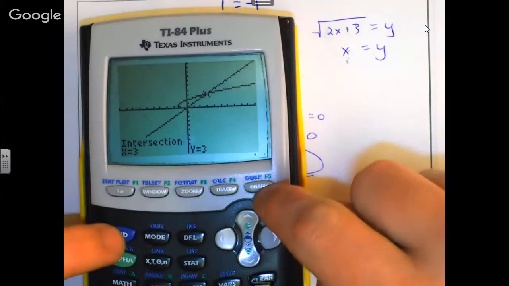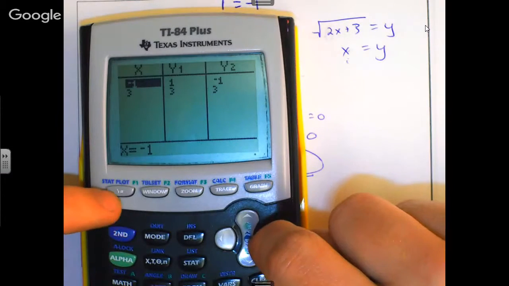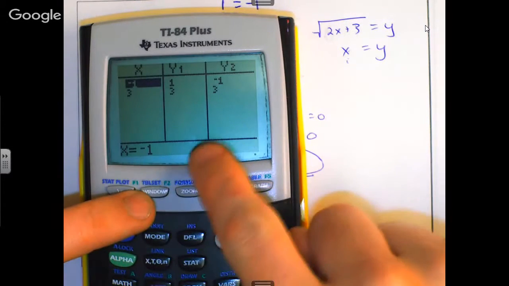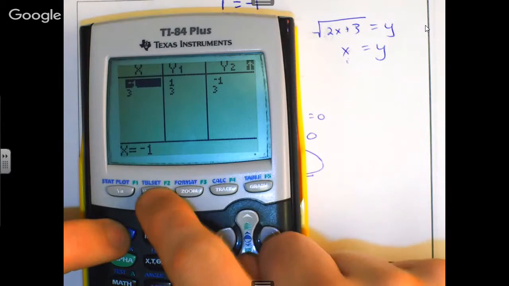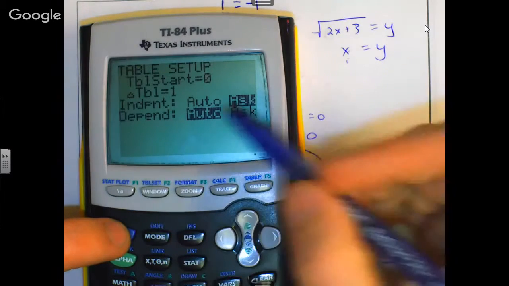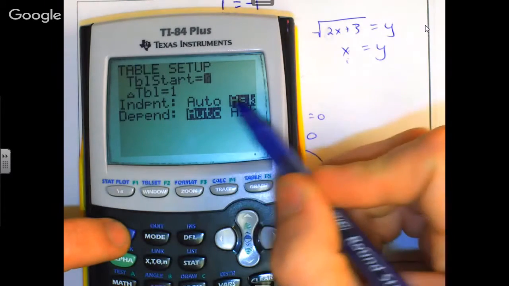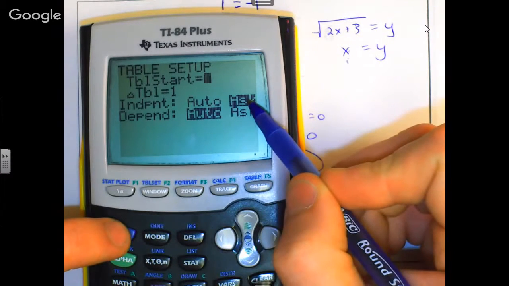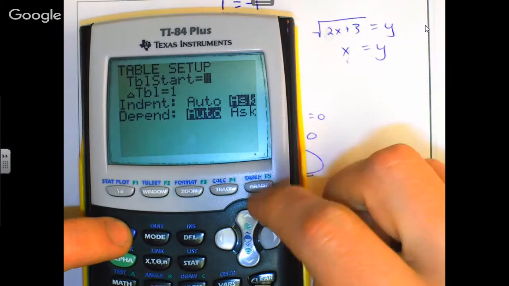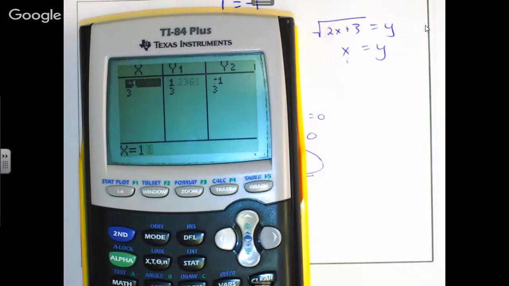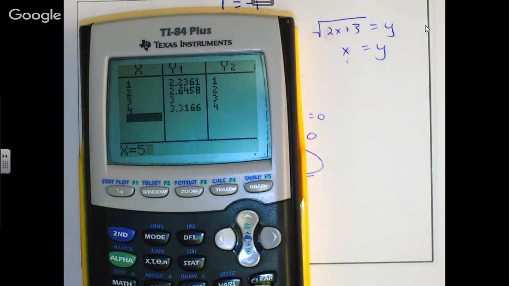We can also look at the table. Okay. Now, some tables aren't set up like this, so you'll want to go to Table Set, and right here where it says Independent Auto Ask, you will want to make sure that this says Ask. That will allow you to put whatever numbers in here for x that you want. I can just keep typing numbers in there.